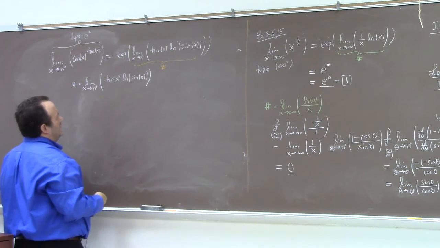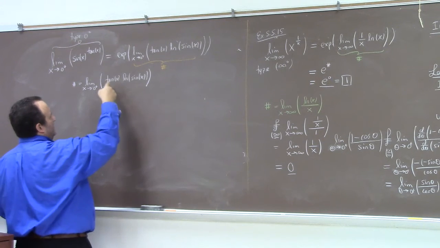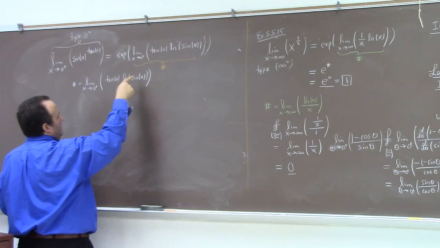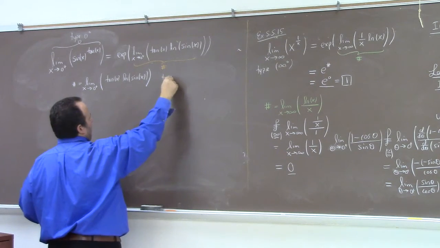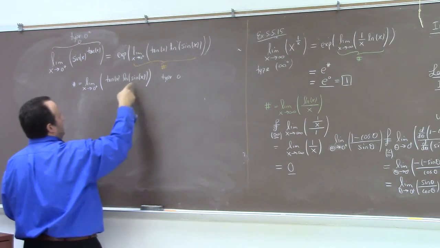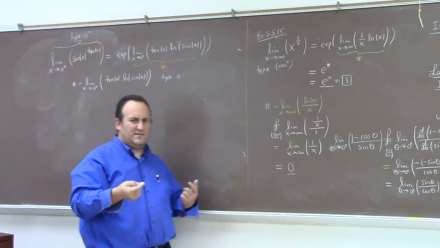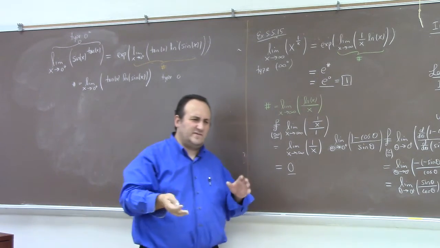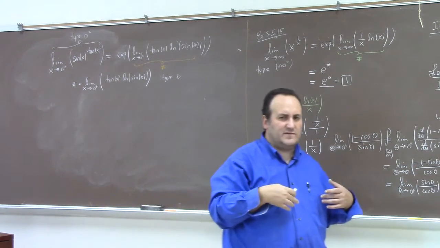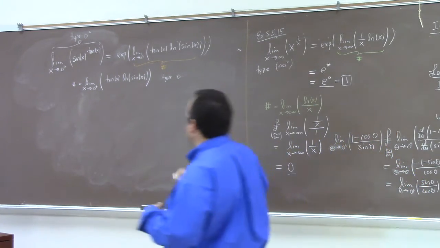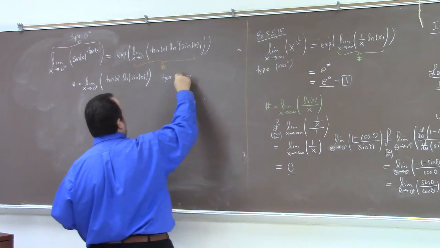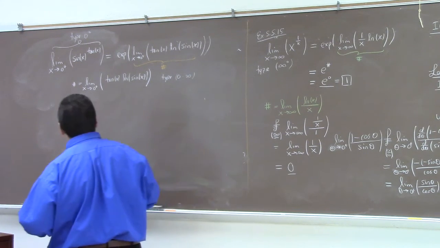Ooh. Well, this is type 0 times, what happens to log of sine? Well, sine goes to 0, right? It's a small positive thing. What's the natural log of a small positive thing? Well, it's got that vertical asymptote that drops down. It's minus infinity. So this is type 0 times infinity. So I need to do something to this before I can L'Hopital it.